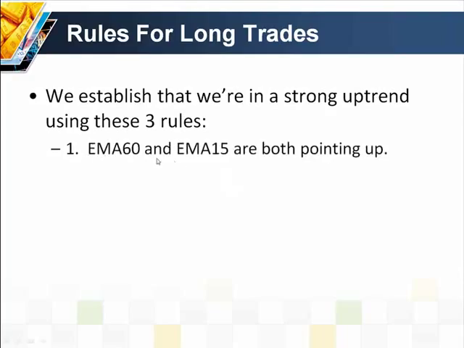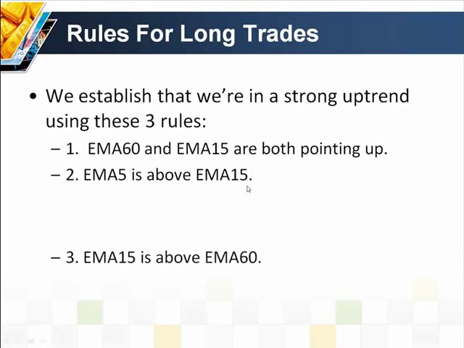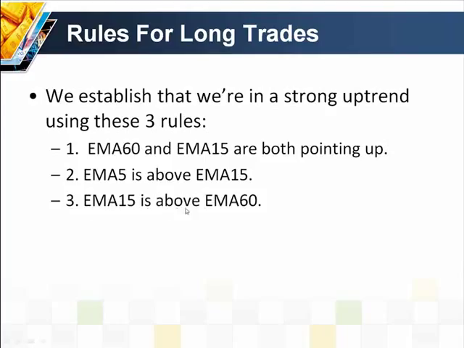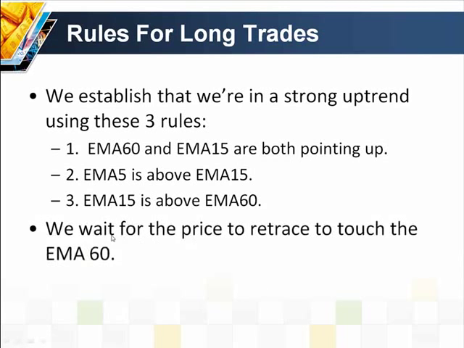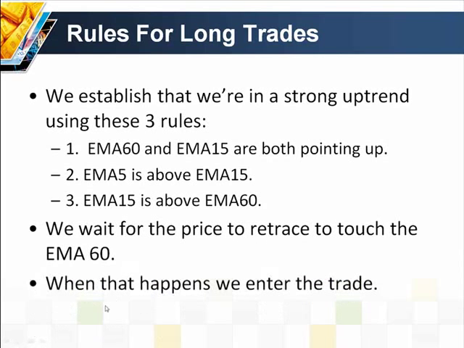The EMA 60 and the EMA 15 are both pointing up. That's the first criteria that must be met. The EMA 5 is above the EMA 15, and the EMA 15 is above the EMA 60. So once those three criteria are met, we determine that we're in a strong uptrend, and at that point we wait for the price to retrace to touch the EMA 60, and when that happens we enter the trade.